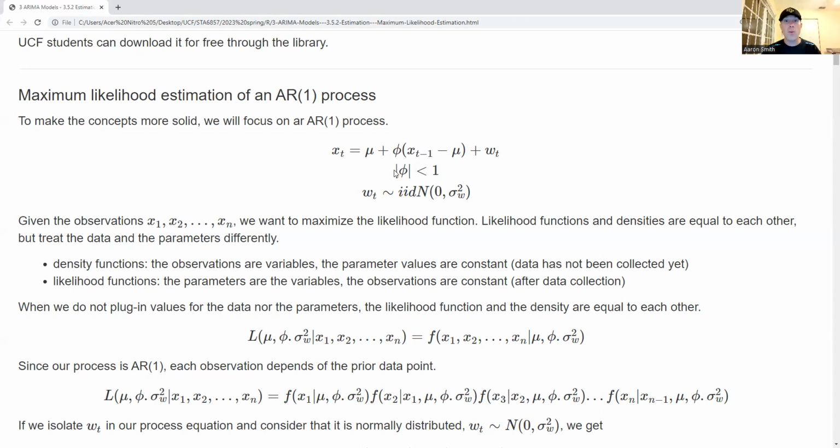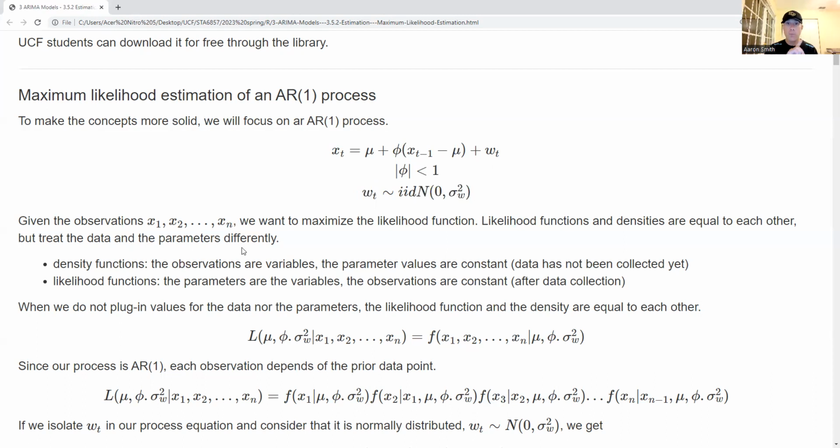Now, something we're going to do is that we're going to go ahead and make the assumption that that coefficient is less than 1 in absolute value. That gives us a lot of nice mathematical properties, and it'll make the proofs work out better. And we're going to go ahead and say that our white noise is independent, identically distributed normal with mean zero and constant variance.